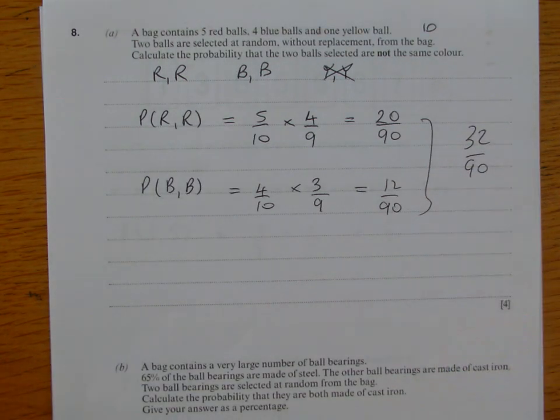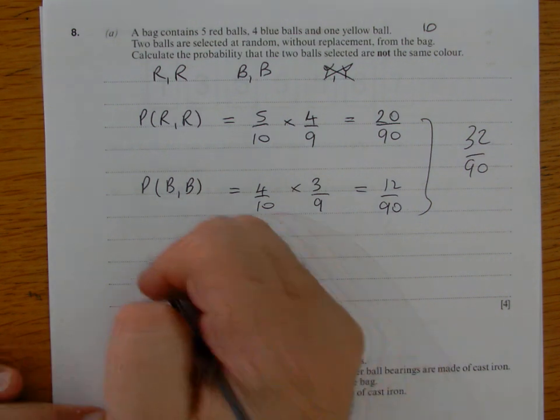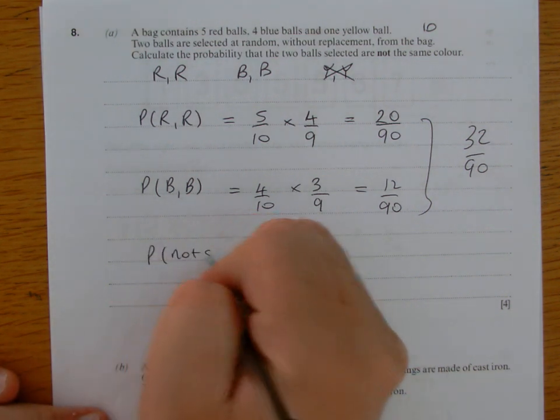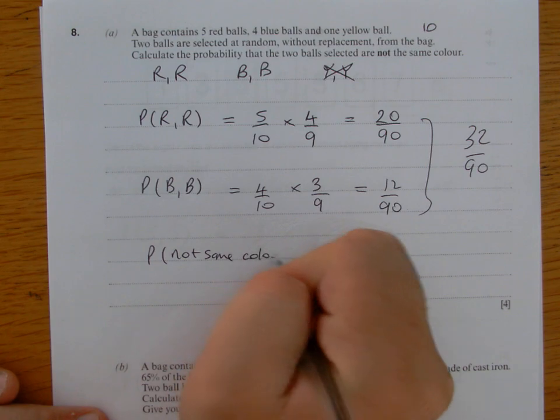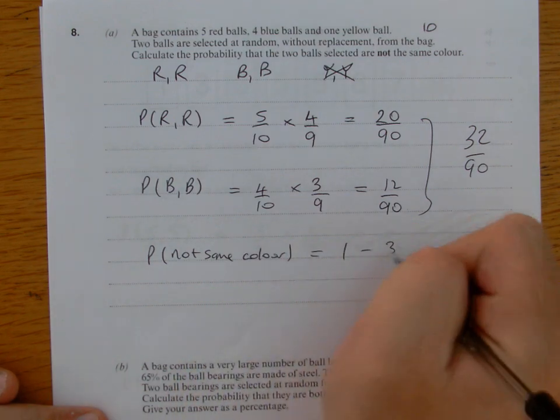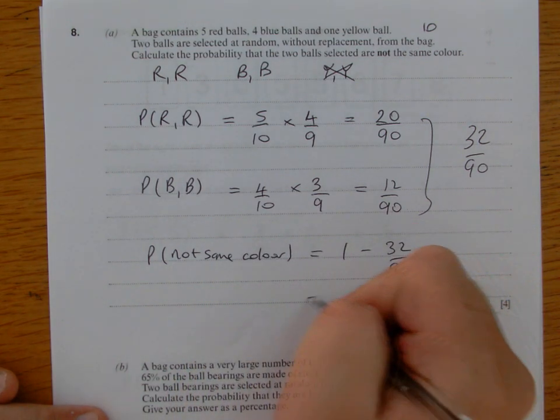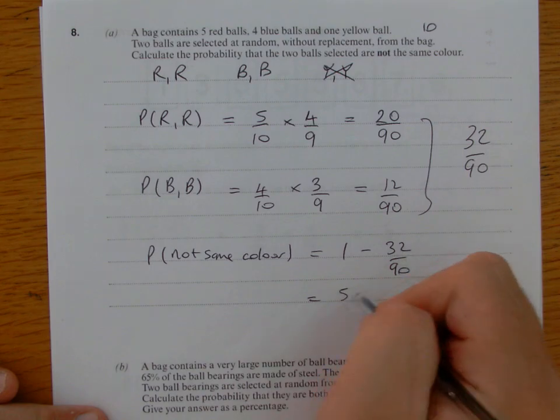Now remember, that's the option we don't want. So to get the probability then that they're not the same colour, we just need to take that away from 1. Okay, so 1 take away 32 over 90. And of course, what's left then is going to be 58 out of 90.